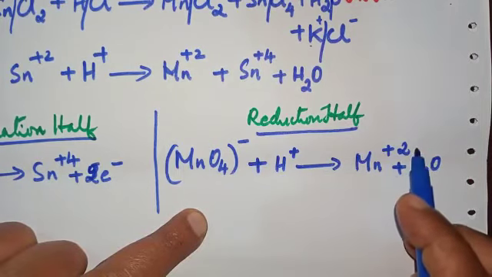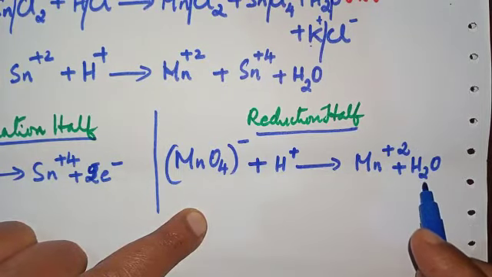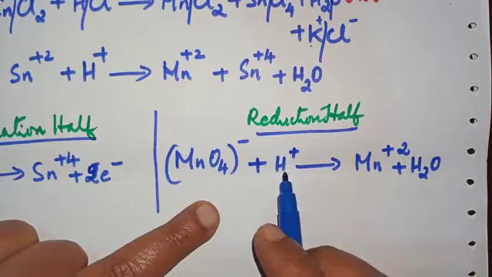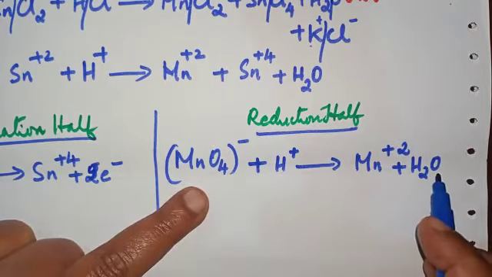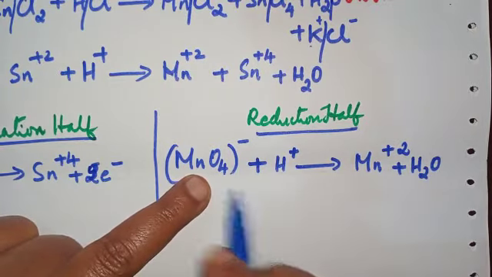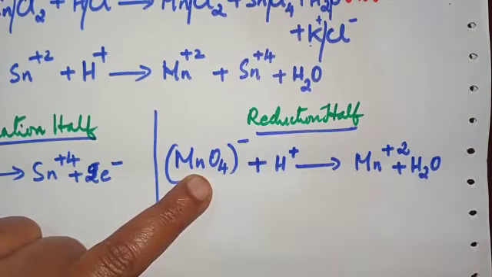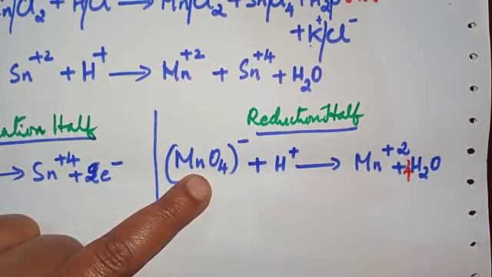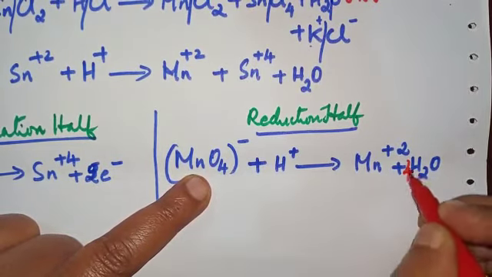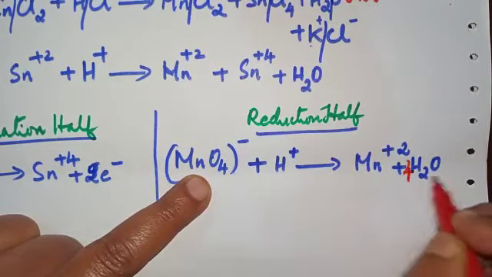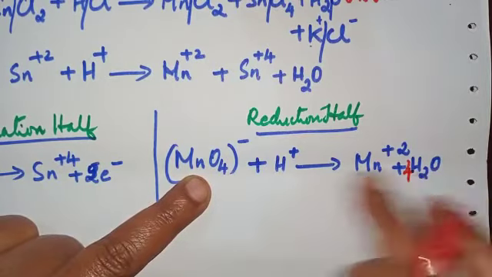And here manganese charge is +2. Here, 2 hydrogen atoms are there, whereas here only 1. Oxygen, you see here it is only 1, whereas here 4. So to balance that oxygen, I just put a 4 here. Now 4 hydrogen atoms and 4 oxygen atoms are there. Now oxygen is balanced on both sides.